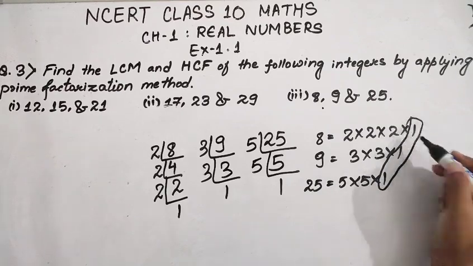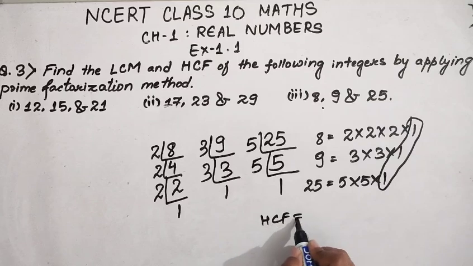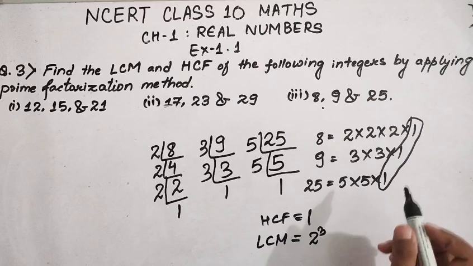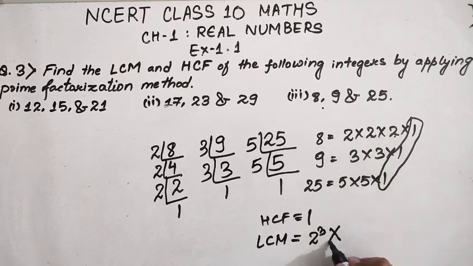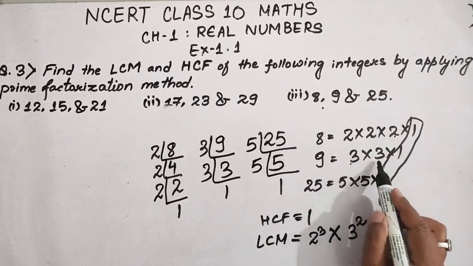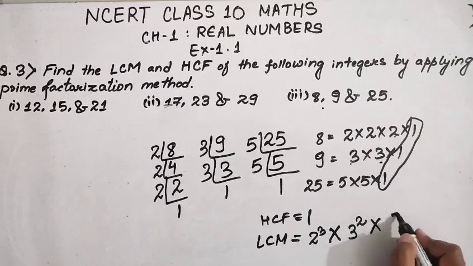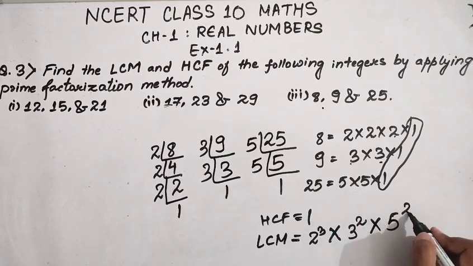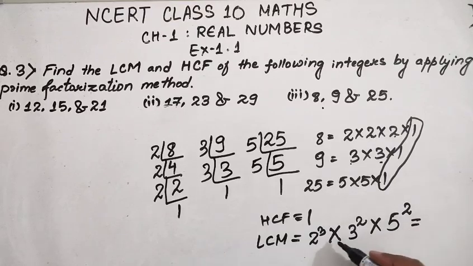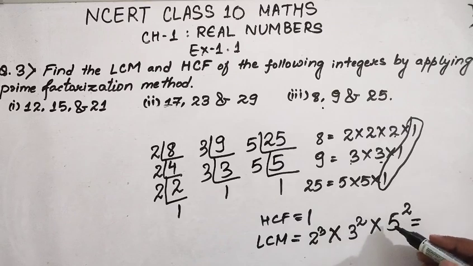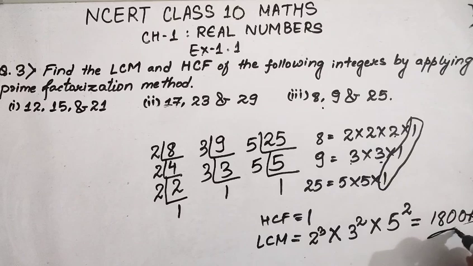Here, as we can see, again, HCF is 1 and LCM is the highest power of 2, that is 2 cubed, into the highest power of 3, that is 3 squared, and the highest power of 5, that is 5 squared. Now, this will give us the answer 1800, which is your LCM. Here we completed question number 3.